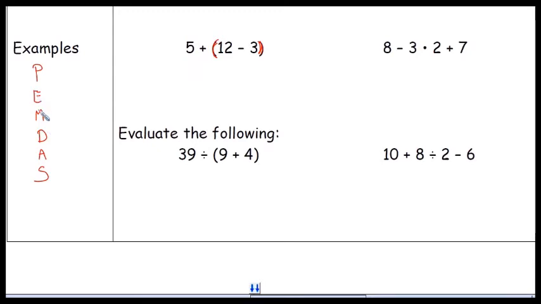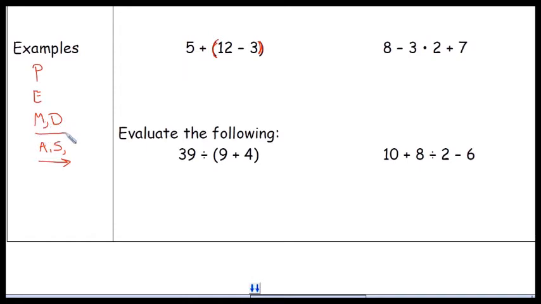Remember that PEMDAS, or please excuse my dear Aunt Sally, we're talking about the order of operations. And usually we write it just like I just did, but I want you to modify it because it's very important for you to know that the M and the D in the PEMDAS go together, okay? M and D go together, and the A and the S go together because the addition and subtraction, you have to do them in order from left to right, whichever one comes first.